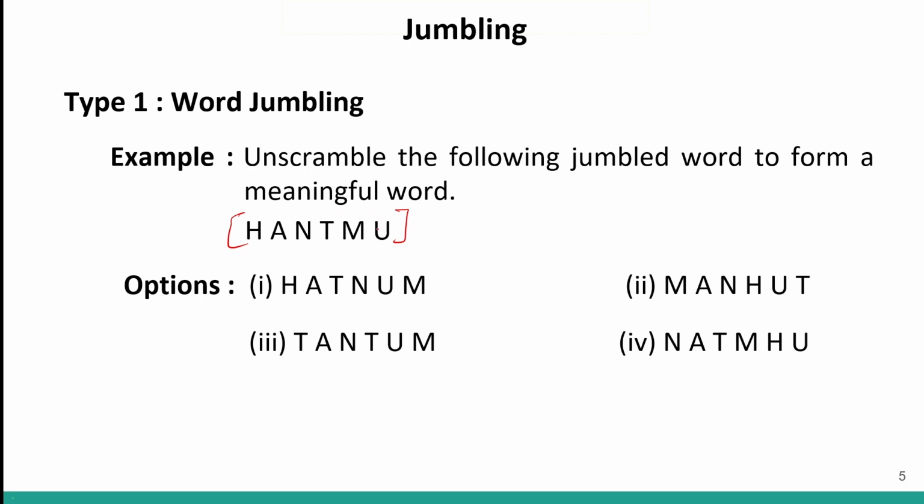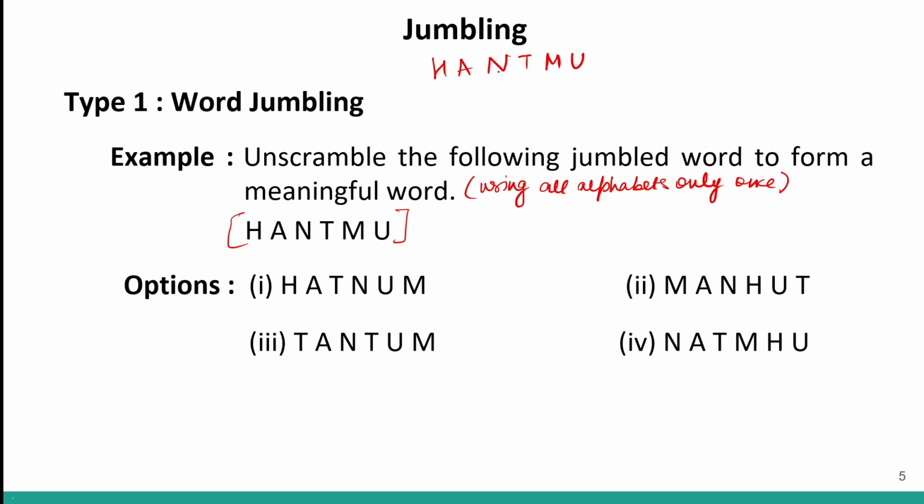So sometimes in the question it is specified that using all alphabets only once, like in this case. Sometimes it is given that we can repeat the alphabets also. Sometimes we have to find out shorter words. For example, this is the word given to us, HANTMU.